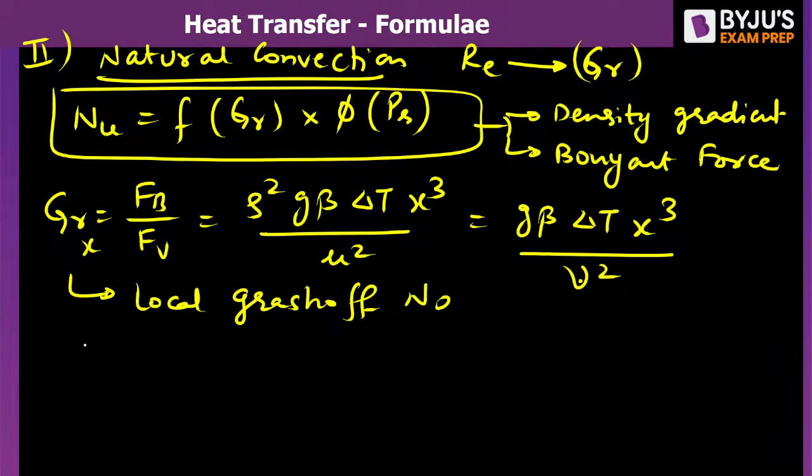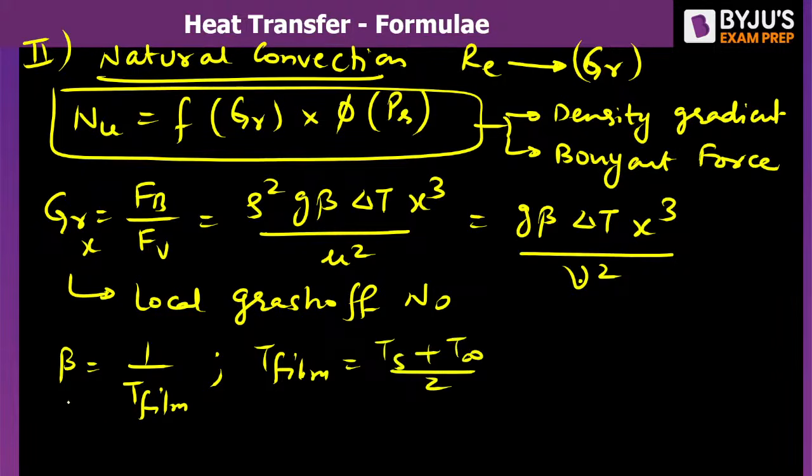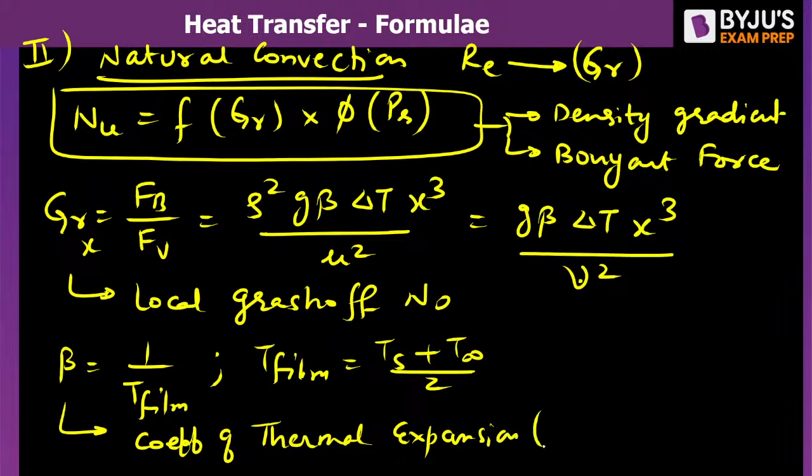And beta is equal to 1 upon film temperature, where film temperature is equal to (Ts plus T infinity) by 2, for an ideal gas. Beta is called the coefficient of thermal expansion, or we can call it volumetric expansivity. What is the unit of beta? Kelvin inverse.